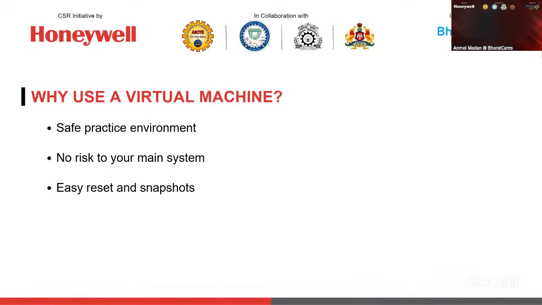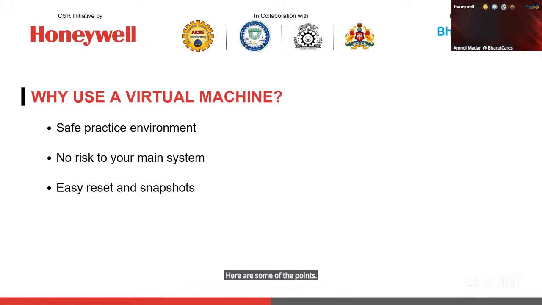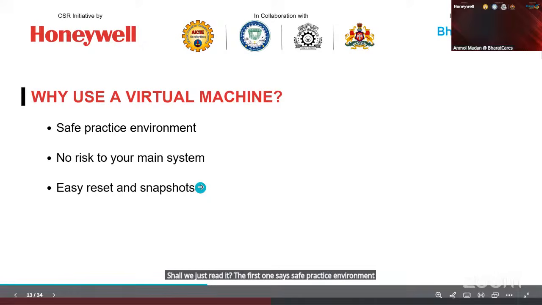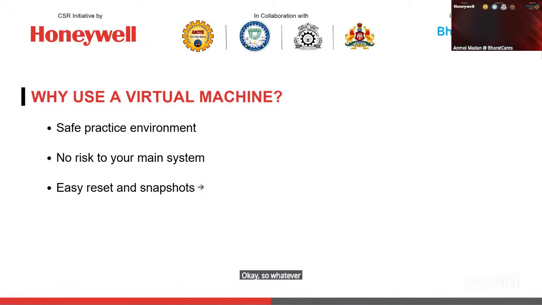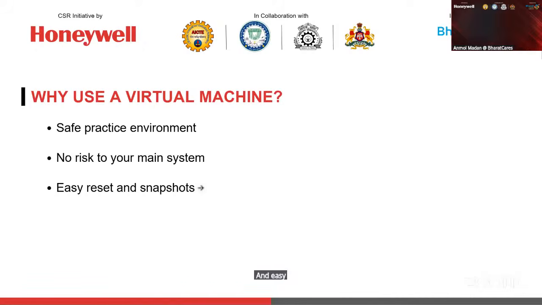Why should we actually use a virtual machine? Here are some of the points. The first one says safe practice environment. Whatever happens inside the virtual machine won't affect our main system. Of course, no risk to our main system and easy to reset. Even if something goes wrong, we can easily reset it. Yes, a second space in mobile can be an example.